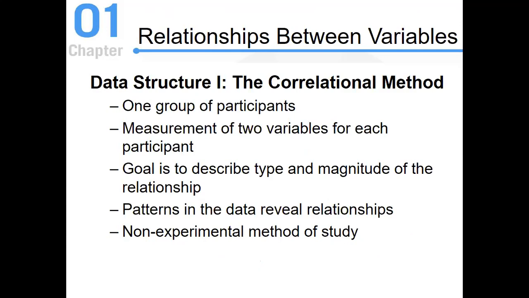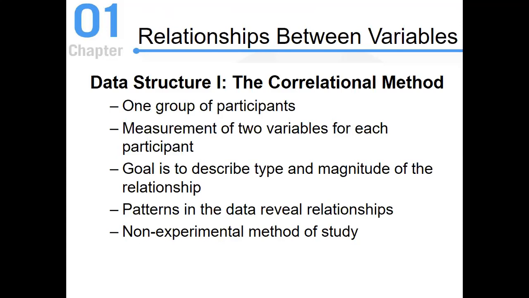If we're conducting a correlational study, we're going to have one group of participants. Let's imagine everybody enrolled in the course right now. And we're going to measure two variables for each participant. So I'm going to measure how much protein in grams you consume for breakfast and your GPA. I have two different variables there. Everybody in the class has two data points.